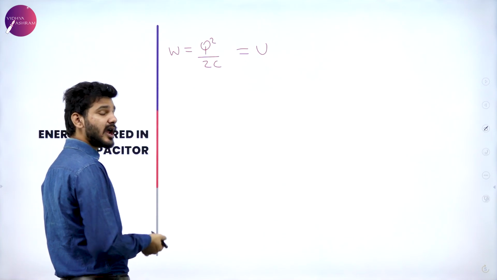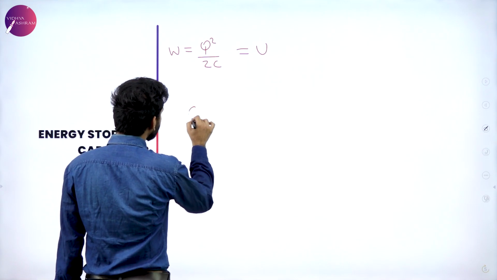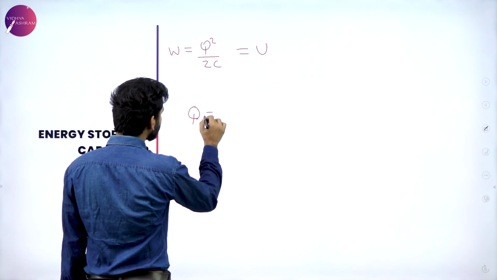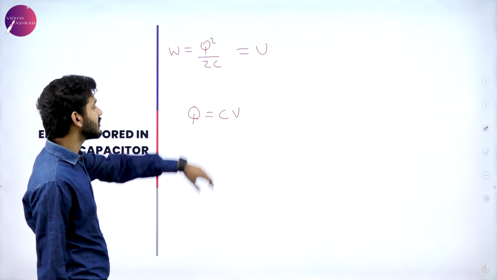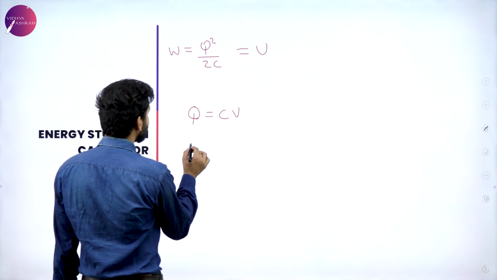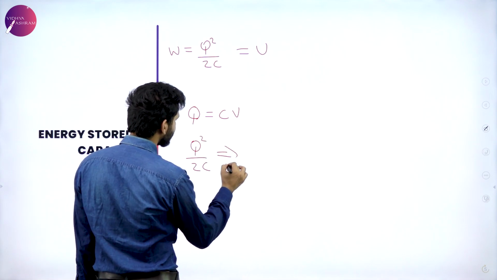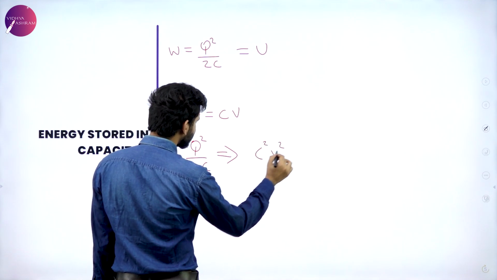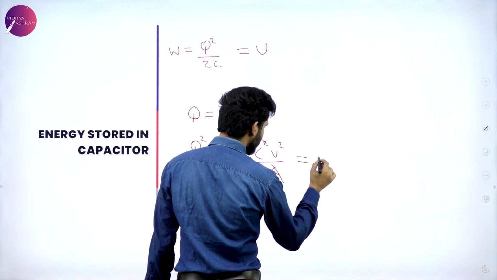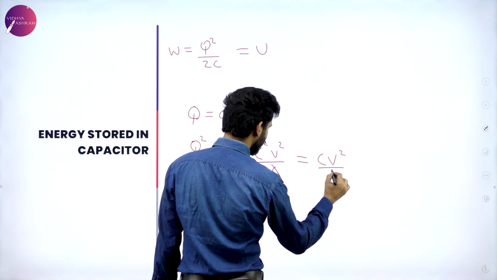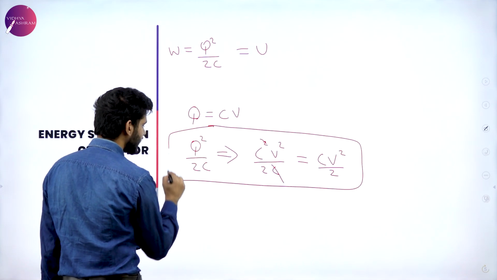But we can also write down this equation in several other forms. For example, we know the relation Q is equal to CV. So instead of Q, we are going to write down CV, so that the equation Q square by 2C becomes C square V square by 2C. The C's get cancelled and we get CV square divided by 2. This is one more way of representing that particular equation.